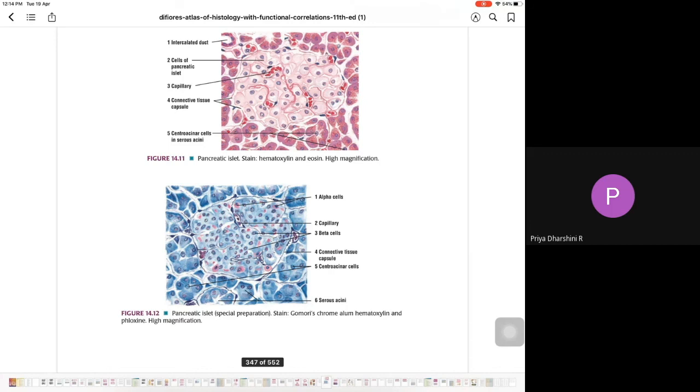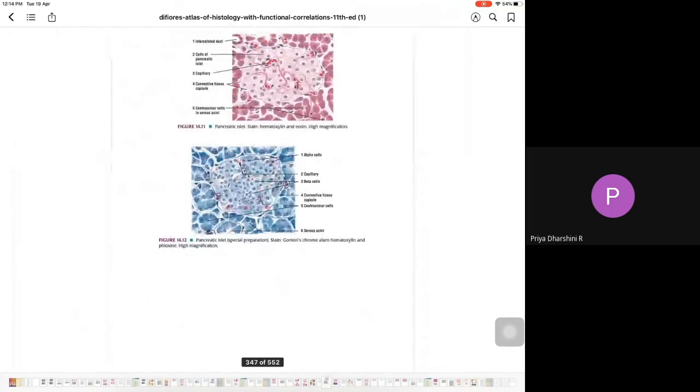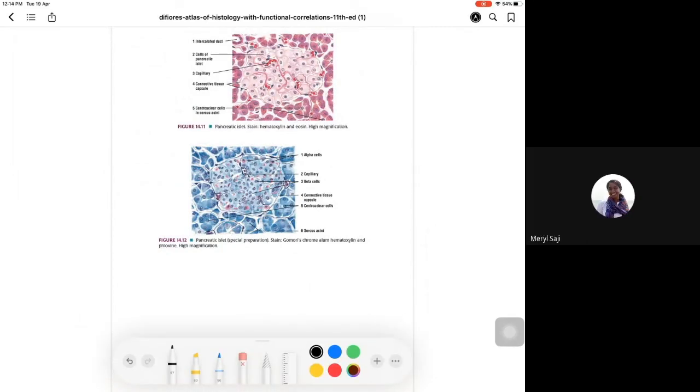And what about these islet cells, ma? How do they secrete their material into the blood? They secrete directly, sir, through the blood vessels present there, sir. These are all the organs where the blood vessels act like ducts. That's why all endocrine organs are highly vascular.